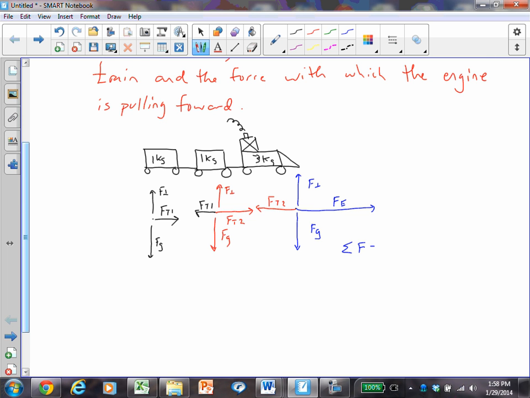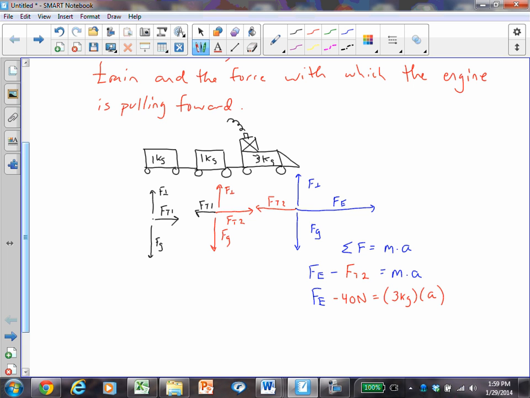The sum of the forces for the engine is mass times acceleration. What's the winner and what's the loser? Fe is the winner minus FT2 equals MA. We don't know what Fe is, but we know what FT2 is, don't we? It's 40 newtons. And then the mass of the engine is 3 kilograms times A. We don't know what A is yet either.